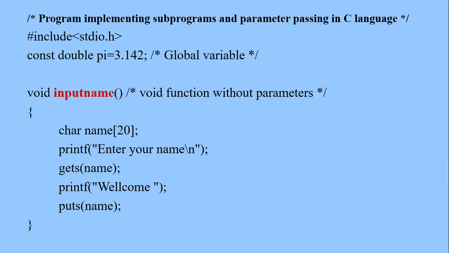So the content of this variable cannot be accessed by other functions. It's only accessible within the input name void function. But the global variable up there, or the global constant, which I called pi, because it has been declared and initialized before, functions, void and non-void functions, then the content of that memory location called pi can be accessed by any program.